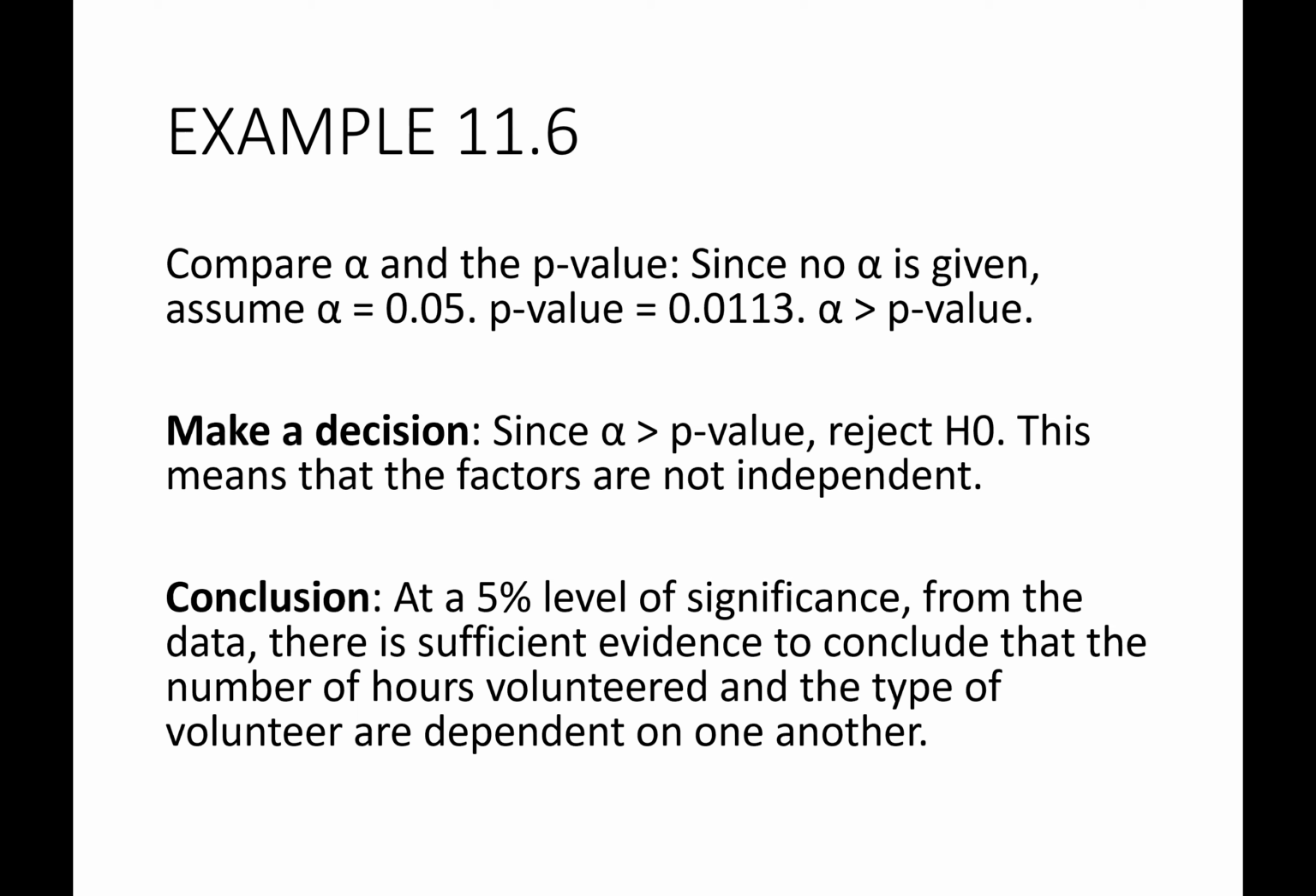This means the factors are not independent. The type of volunteer you are and the number of hours you volunteer are dependent on each other. So at a 5% level of significance from the data, there is sufficient evidence to conclude that the number of hours volunteered and the type of volunteer are dependent on one another.